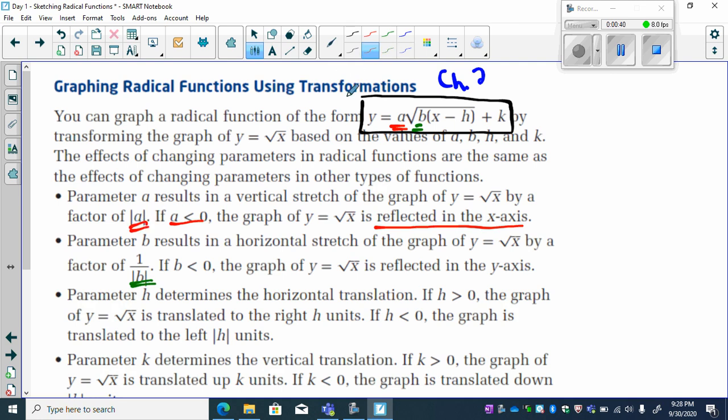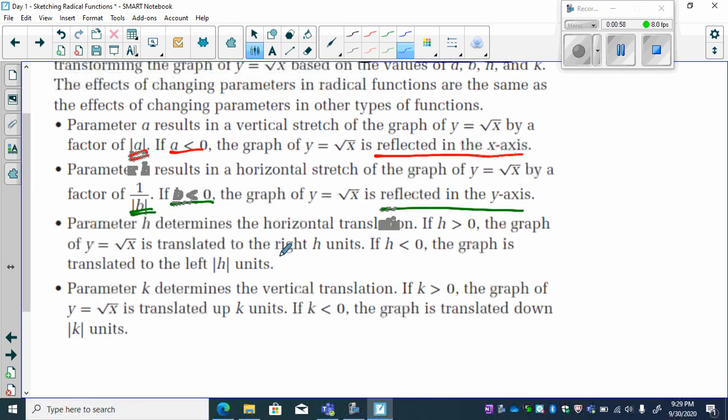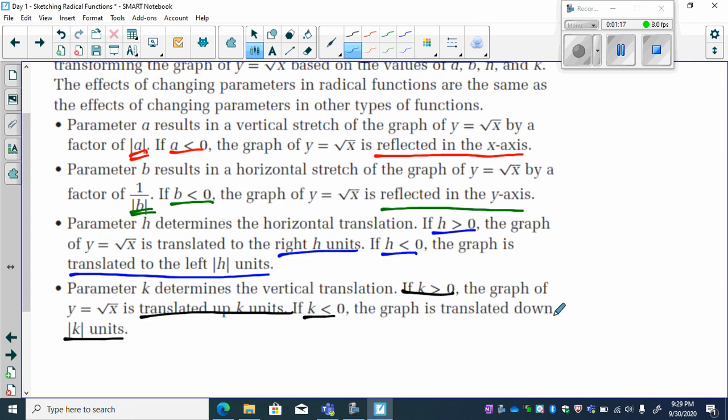I forgot to underline the absolute A up here. If B is a negative, it's also horizontally reflected in the y-axis. H tells you your horizontal translation. So if the H comes out of the brackets and it's a positive, we translate to the right H units. If H is a positive, translate right. If H is a negative, translate left. If K is a positive, we're going up. If K is a negative, we're going down.